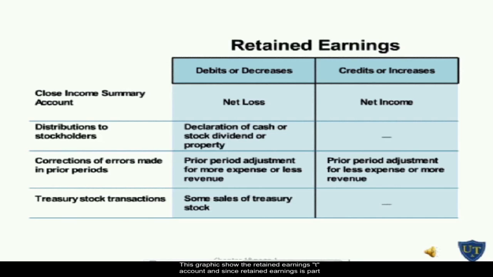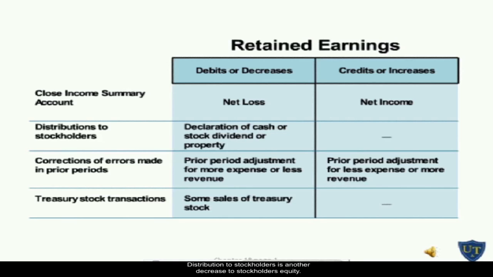This graphic shows a retained earnings T account, and since retained earnings is part of stockholders' equity, it increases by crediting it, or it would decrease with debits. So the debits are items that decrease retained earnings, credits increase it. So we talked about net income increasing retained earnings, or net loss would decrease it.